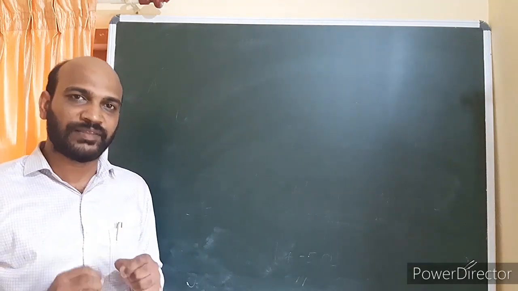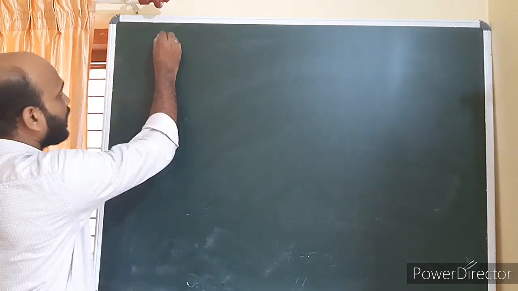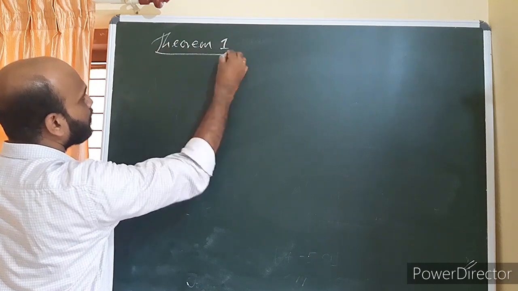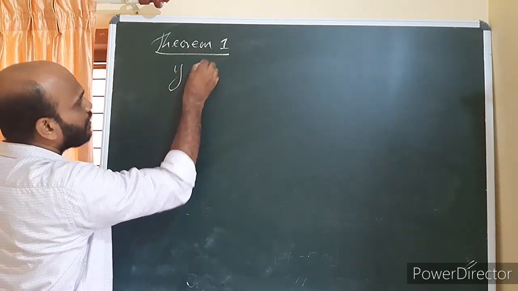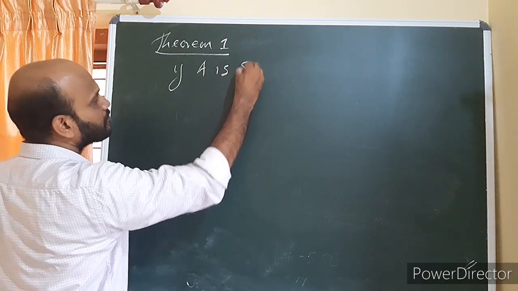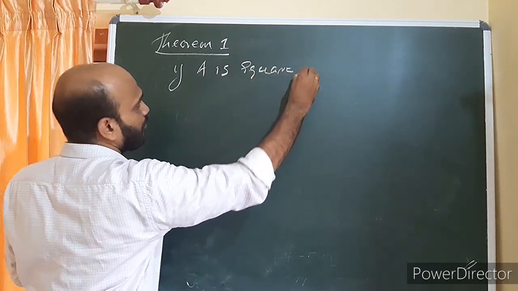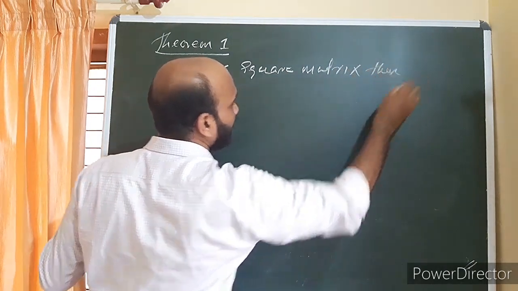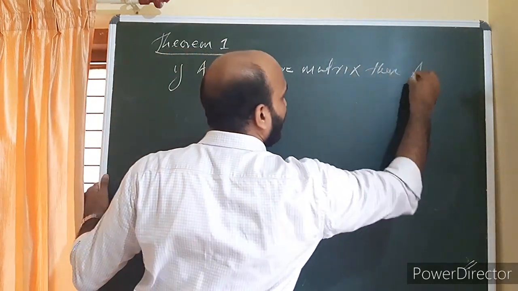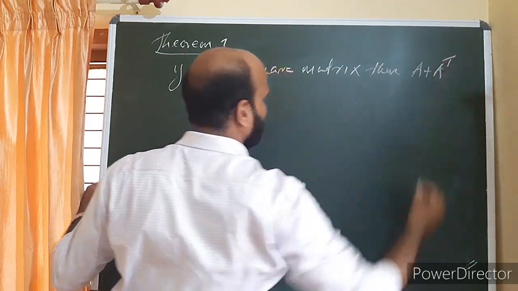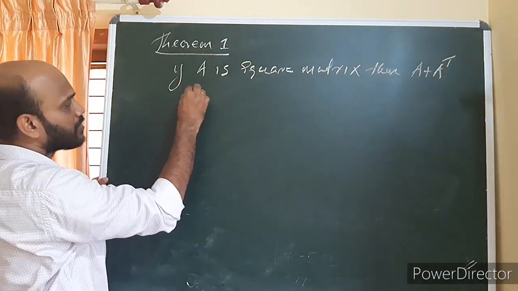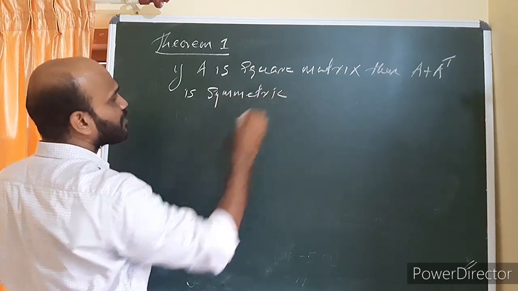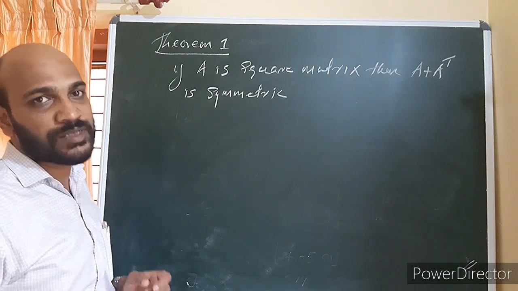Now you have to study some theorem from this section. So theorem 1. If A is a square matrix, then A plus A transpose is symmetric.